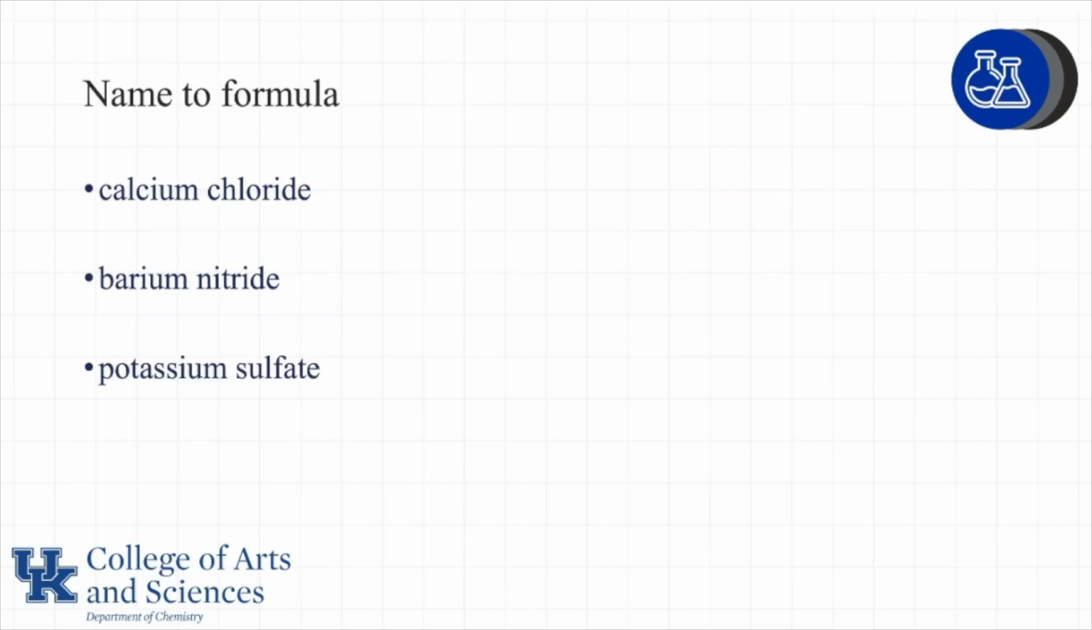Let's look at some examples of how we go from the name to the formula. First, we have calcium chloride. Therefore, our cation is going to be calcium, so Ca2+. Our anion is chlorine, which has a charge of Cl-, and we found those charges by looking at their locations on the periodic table because these are both main group elements. We crisscross down and get CaCl2.